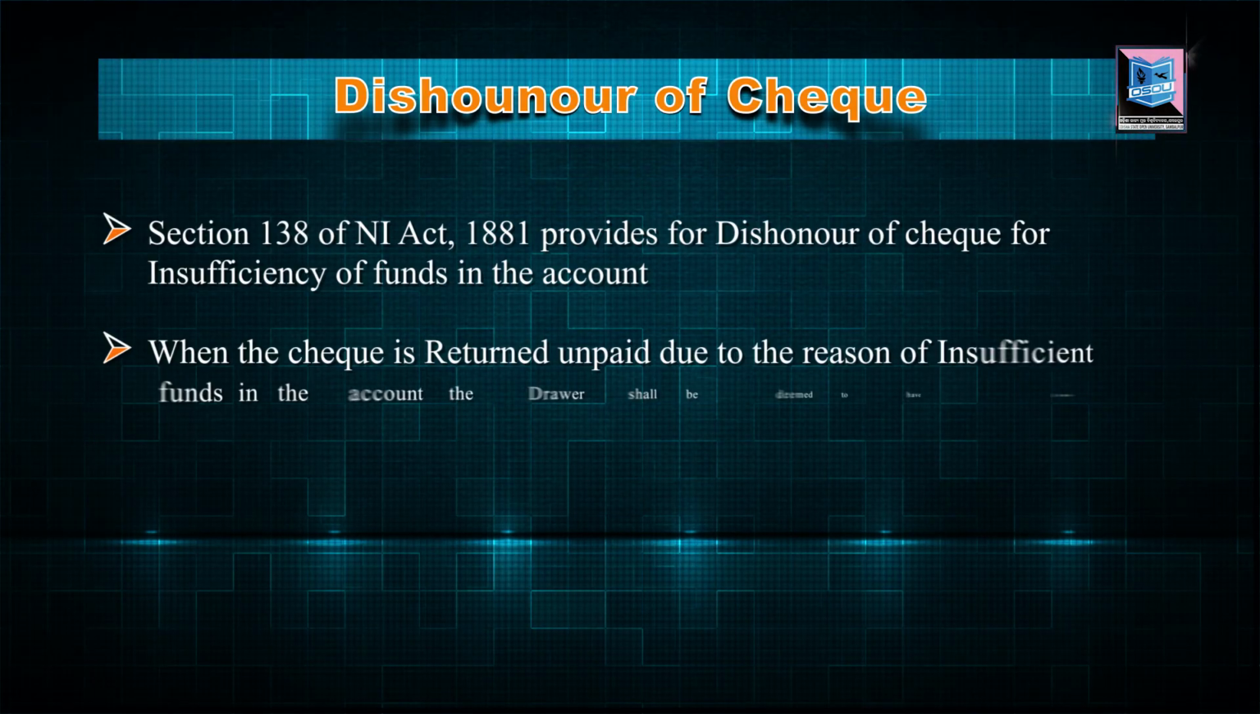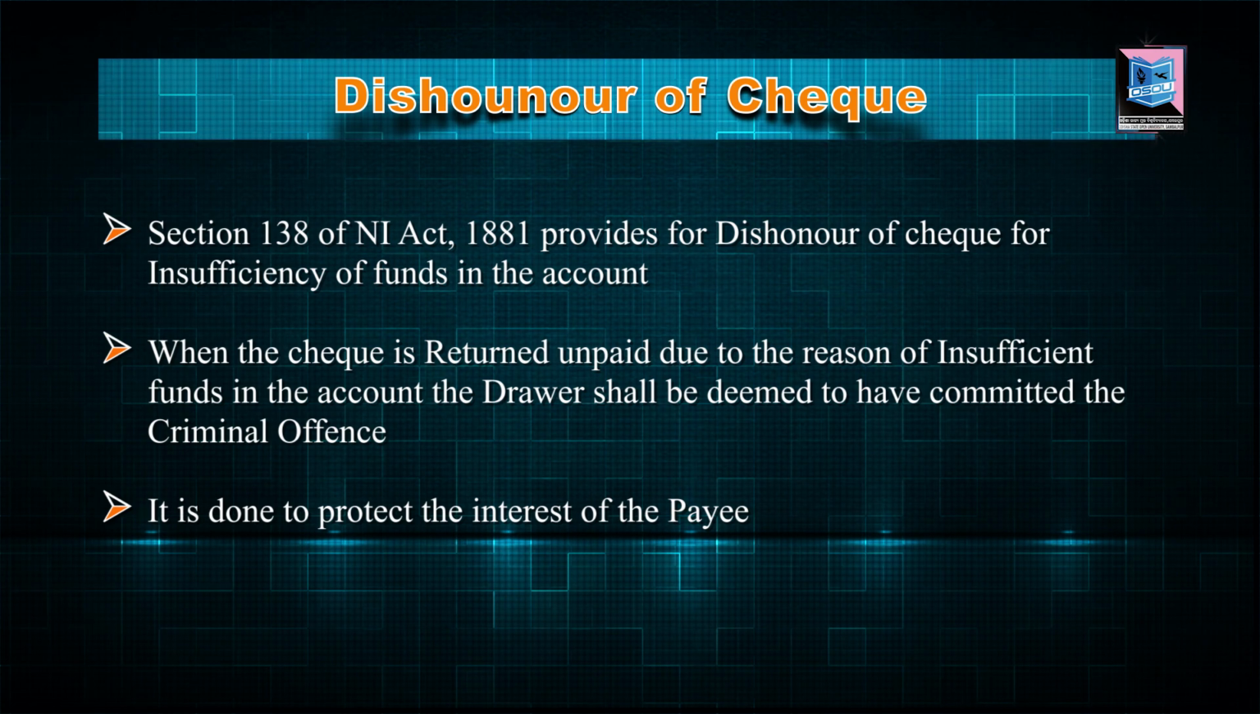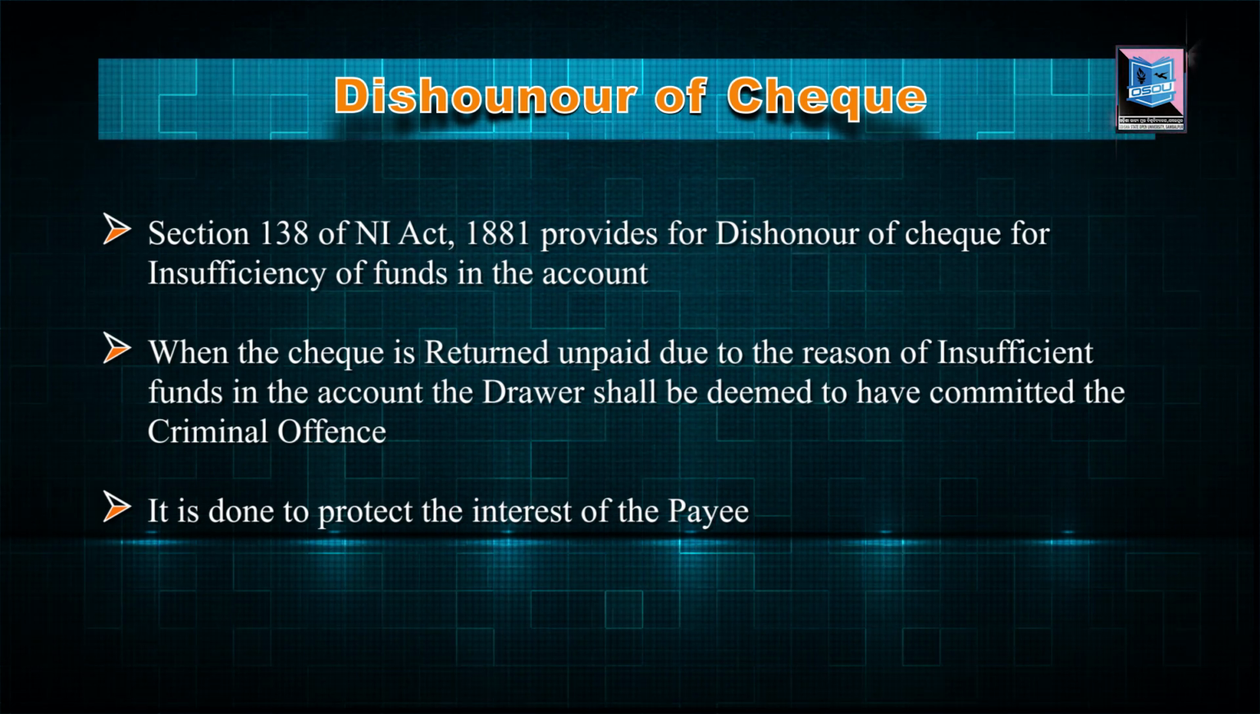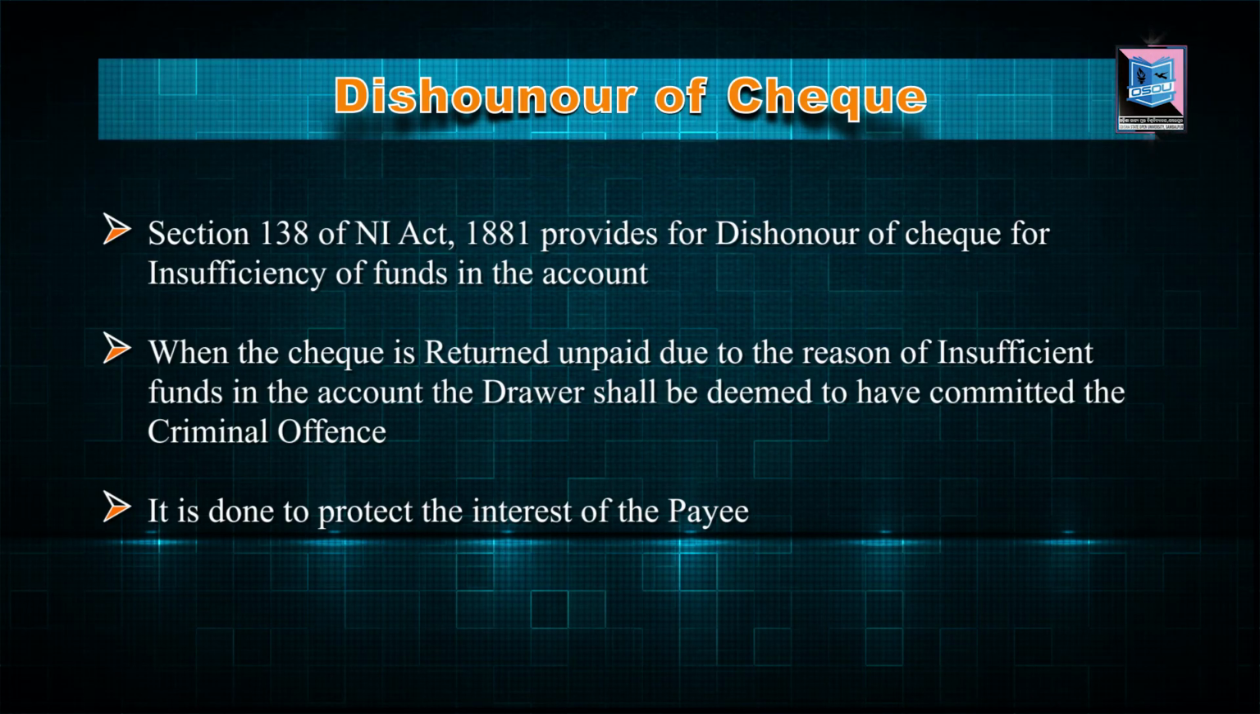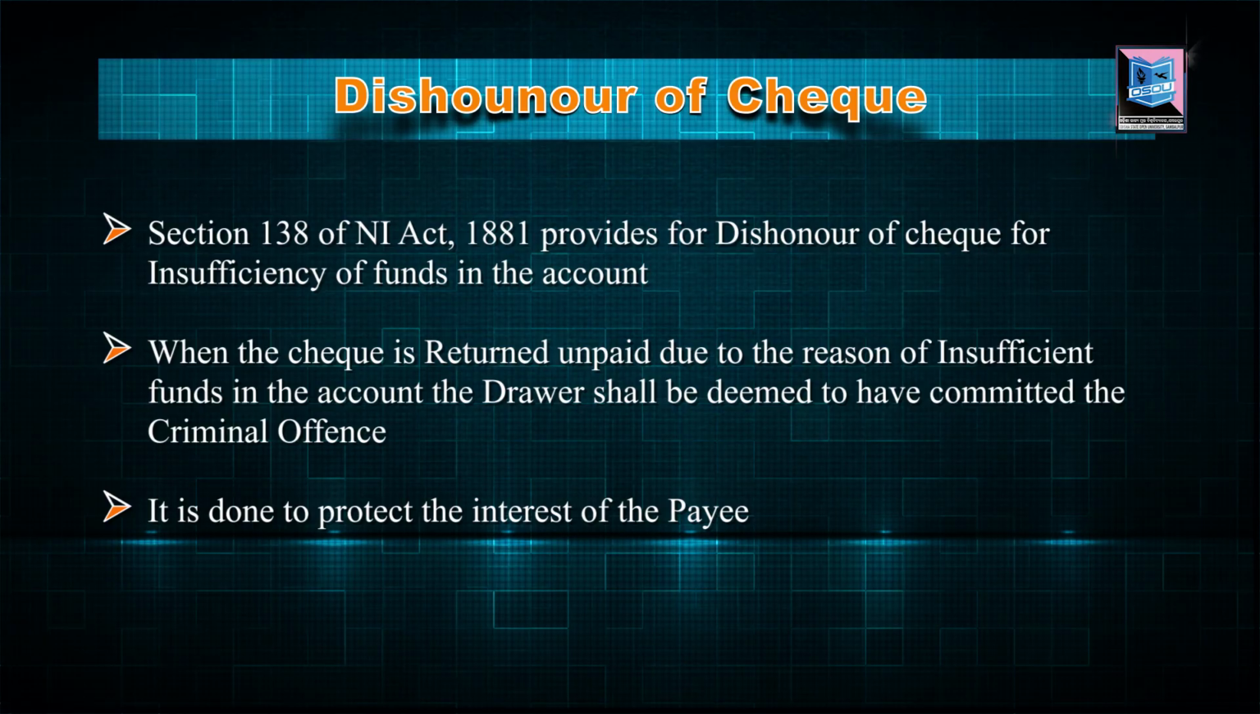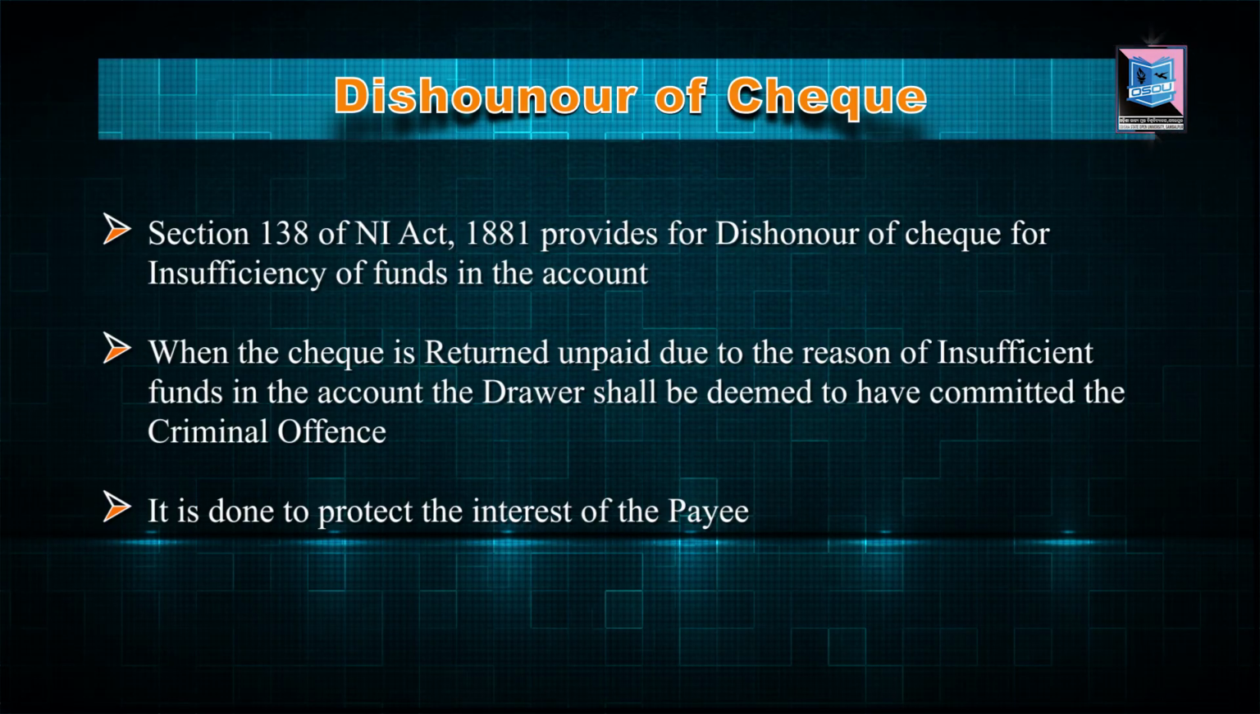Section 138 of the Negotiable Instruments Act provides for the dishonor of check for insufficiency of funds in the account. When the check is returned unpaid due to insufficient funds in the account of the drawer, the drawer shall be deemed to have committed a criminal offense. It is basically done to protect the interest of the payee.